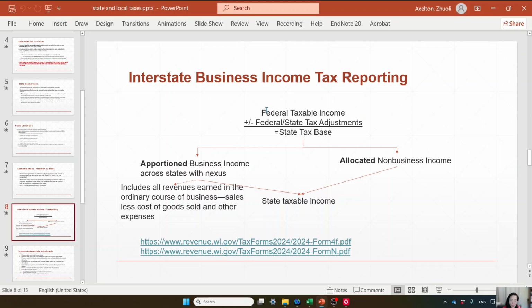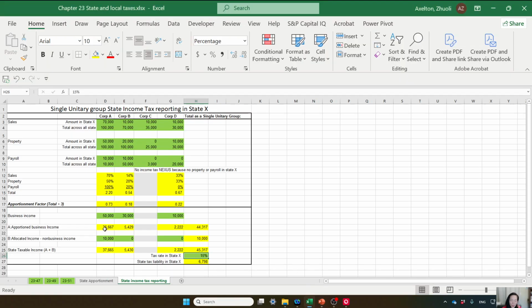Start with the top, federal and federal-to-state adjustments, then we do the apportionment and allocation for a particular state. Then we get to the state taxable income and apply the state tax rate to get to the state income tax. So there are a lot of different pieces here, but the focus of the calculation for this chapter will be on state apportionment and the state income tax report.